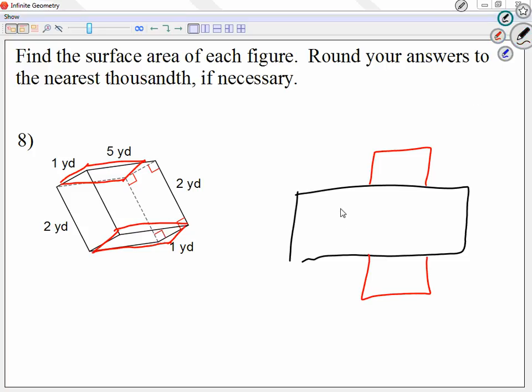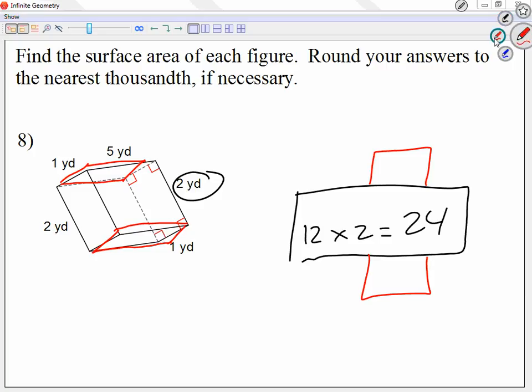So for the big rectangle, the one in the center, I'm going to go 12 times 2. Remember the 12, because I added the 4 sides of my base: 5 plus 1 plus 5 plus 1. That's how I got the 12. The 2 is right there. So the big rectangle is 24.